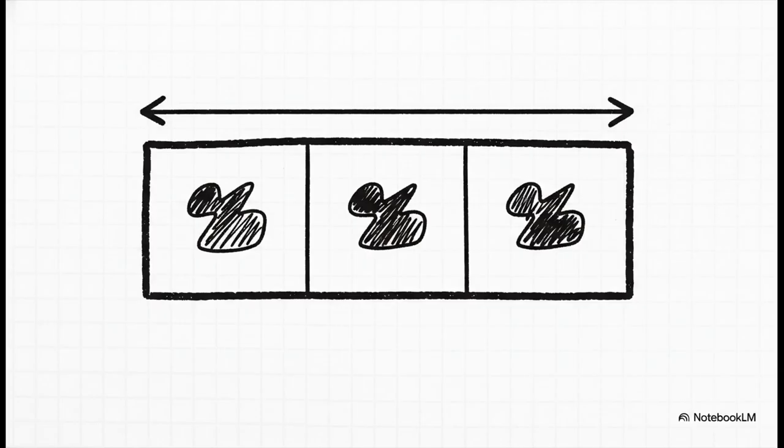The secret sauce here is that FR unit. It stands for fractional unit, and it basically just tells the browser, hey, take whatever space is available and divide it into 3 equal fractions. It is so simple and so powerful for creating responsive grids.